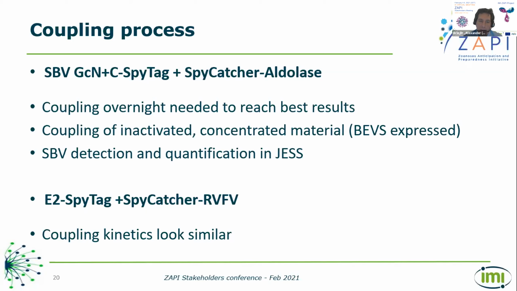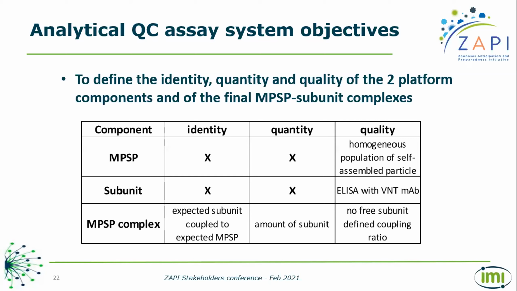So the objectives of a QC assay for a vaccine is to confirm the identity, the amount, and the quality of the different components, and in our case, of a final form, which is the MPSP subunit complex. And for each of these three types of components, as you can see here, we need to confirm the identity, the quantity, and the quality. And the quality is actually the particle or particulate aspect. For the subunit, it will be identity and quantity, and the quality can be confirmed or monitored by using a VNT monoclonal antibody, so recognizing the right epitope.